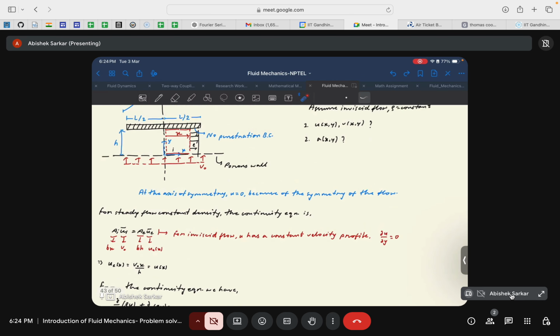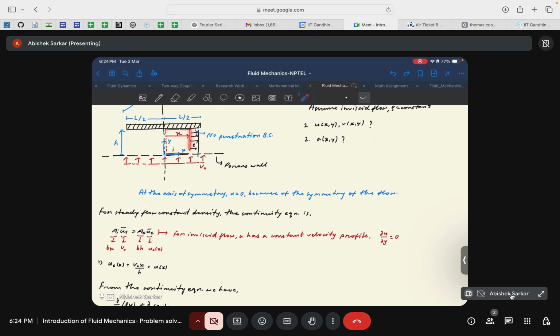Then for this control volume, the area at the inlet would be B x, and the velocity at the inlet would be V naught, because it's a constant velocity across the porous media. Similarly, at the outlet, the area would be H times B. Okay, but the velocity at the outlet is something that's unknown. That's what you need to find out.